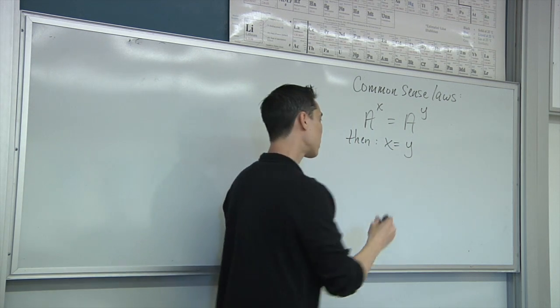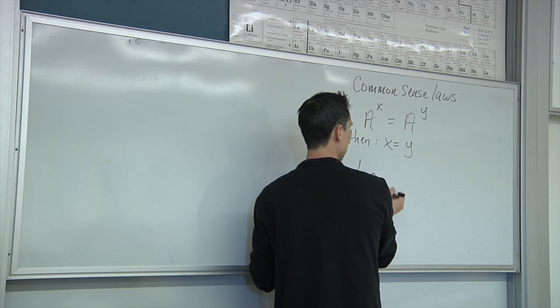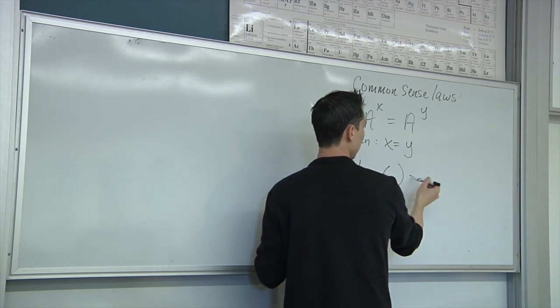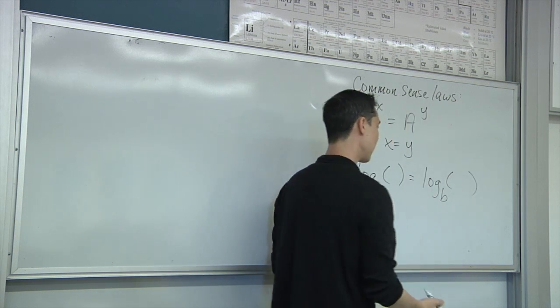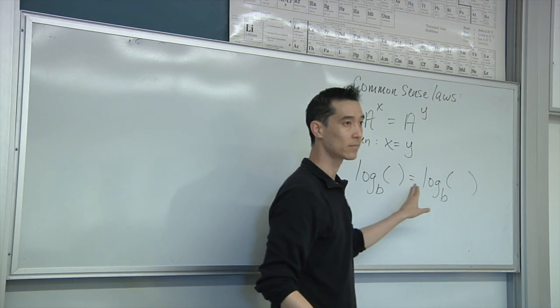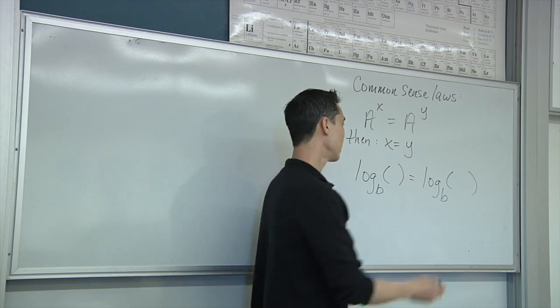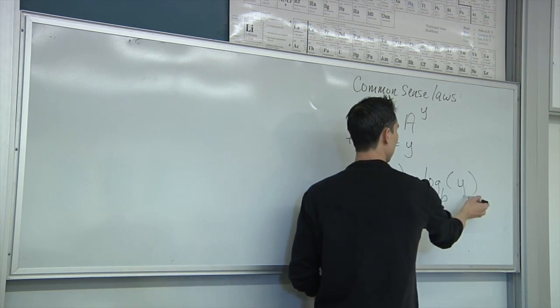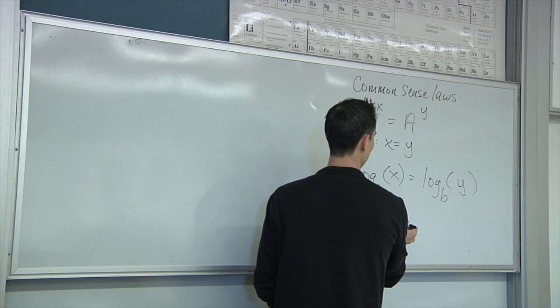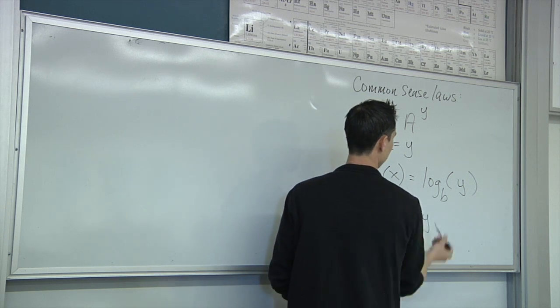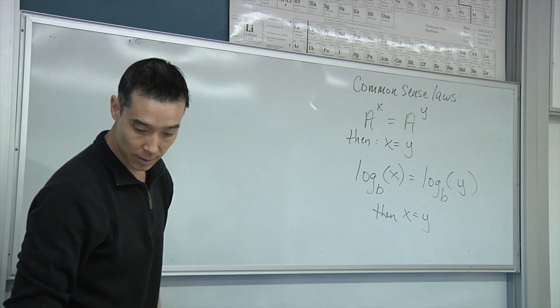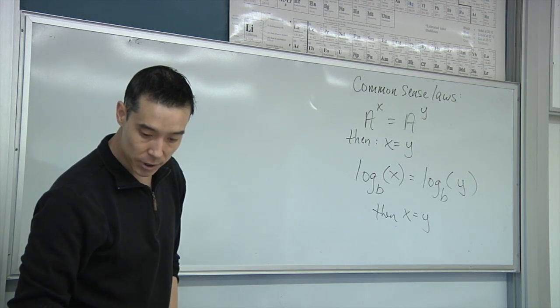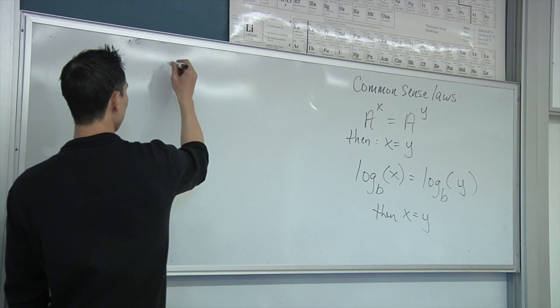Similarly, if I have log to some base of something equal to log to some base of something, then these somethings have to be equal. So if I just put a big X and a Y, then X equals Y. And so, for example, let's do a couple examples. Log of 2x minus 2 equals log of 14.